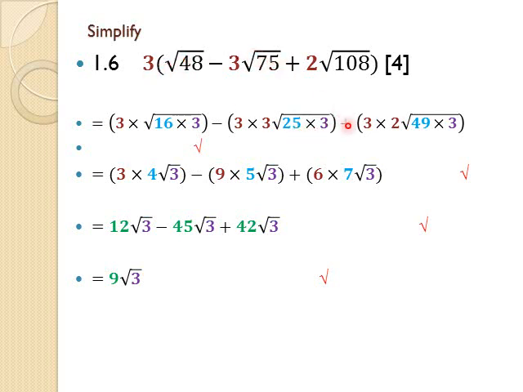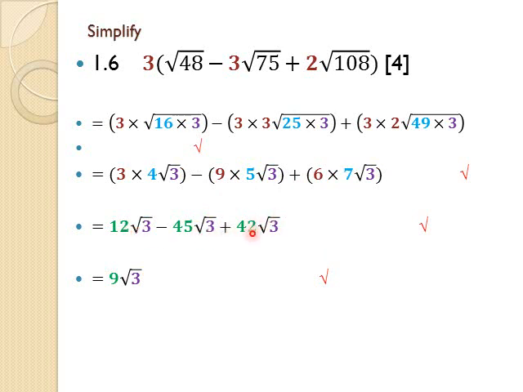Then I have positive times positive, which is positive, 3 times 2 times the square root of 108, and 108 is 36 times 3. Now the square root of 16 gives me 4 square root 3, minus, I assume you know 3 times 3 is 9, the square root of 25 gives me 5 square root 3. 3 times 2 would give me 6, the square root of 36 is 6, so 6 square root 3. If I multiply out, 3 times 4 gives me 12 square root 3. 9 times 5 would give me negative 45 square root 3. 6 times 6 would give me 36 square root 3.